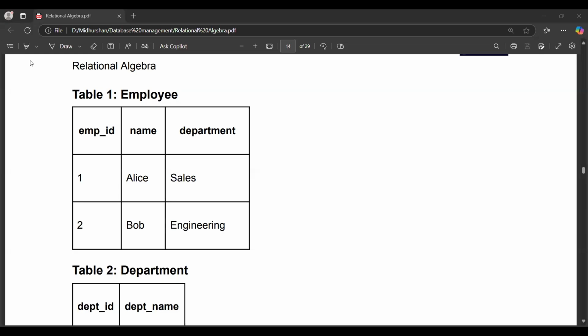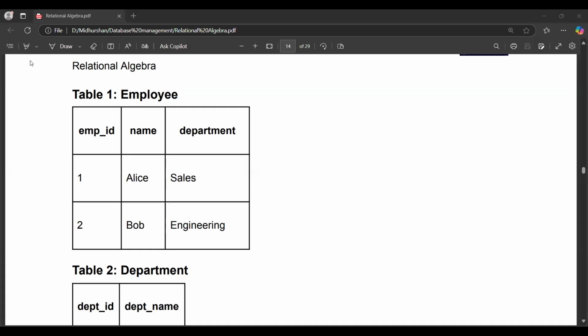Now we are going to focus on cross product in relational algebra, one of the basic operations in relational algebra. This is going to be a short video, obviously, because I'm only focusing on cross product. So yeah, let's get started.